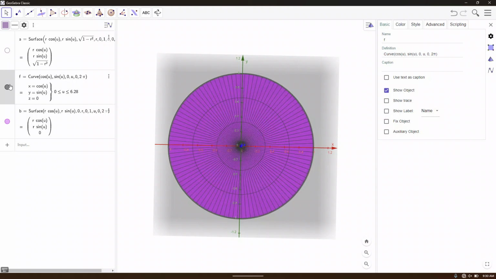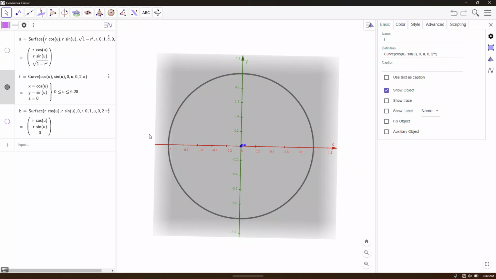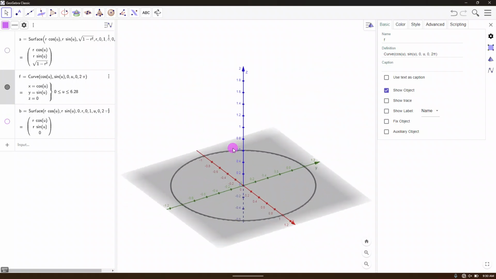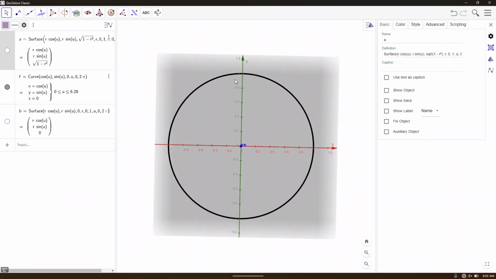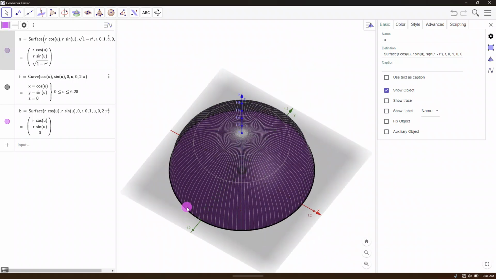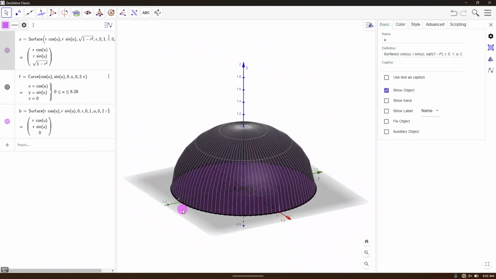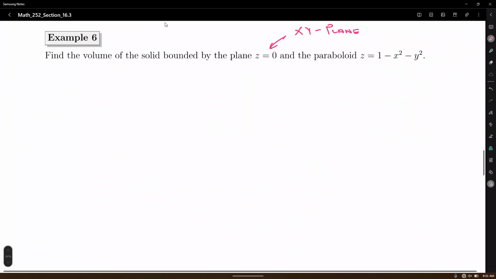Let me get rid of the surfaces so you can see the circle that is the intersection between the paraboloid and the plane below. All right. So with just a circle in the picture, we can see it's a unit circle. So that means the radius varies between 0 and 1, right? So I think we have everything we need to set up the integral and calculate the volume of the solid bounded below by the xy plane, that is z equals 0, and bounded above by the paraboloid, right? Let's go about that.